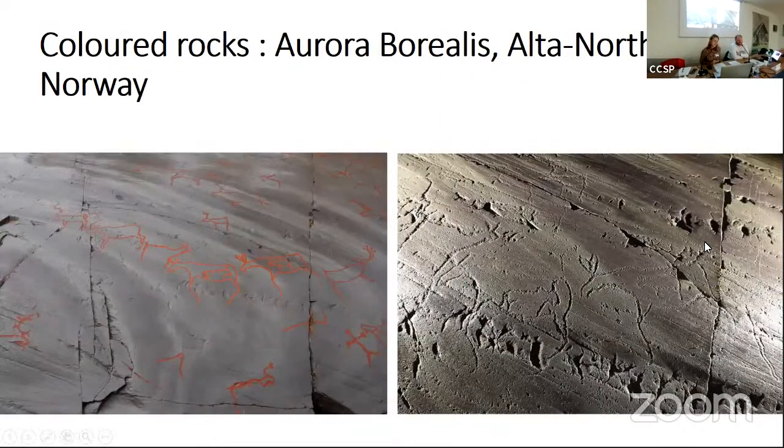Here's another example, and another aspect that could be important: the color of the rock, or special qualities about the rock surface that could be important in understanding the rock art. This is also an example I will come back to in my presentation, but what we want you to look at here is the colors that perhaps give an idea of the aurora borealis or the northern lights of Norway.